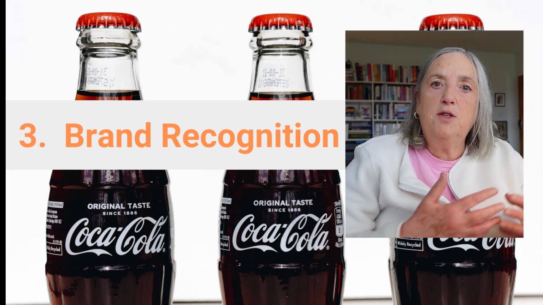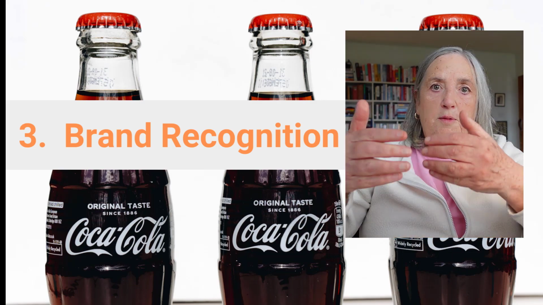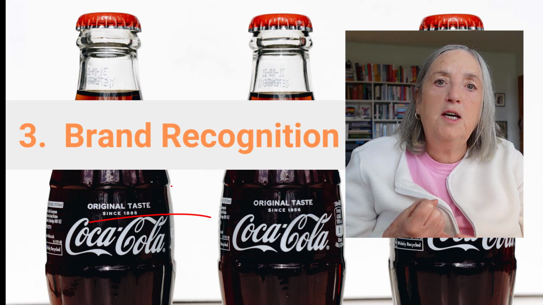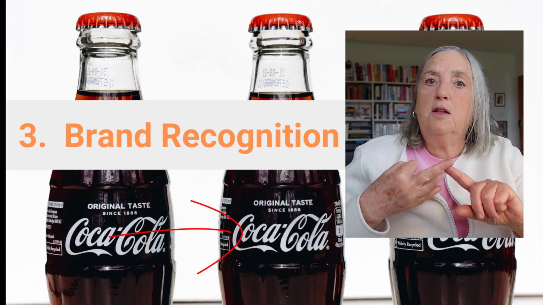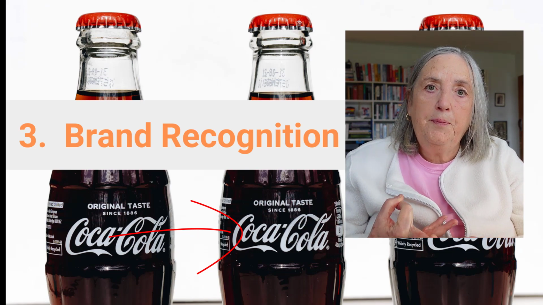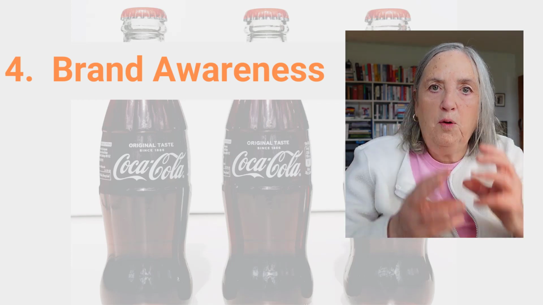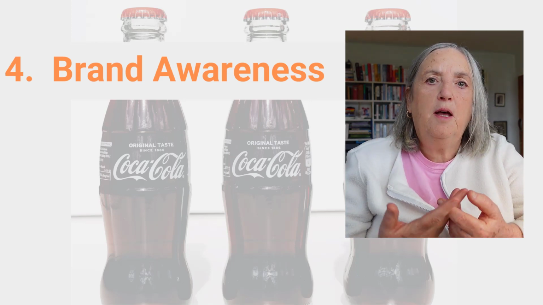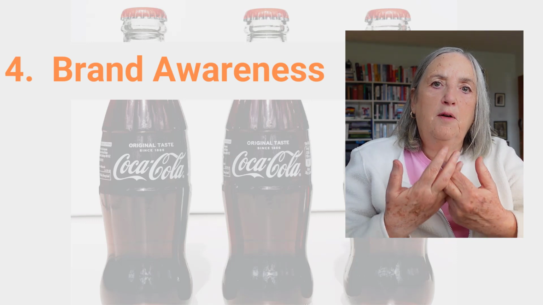So, for example, if we go back to the Coca-Cola example, if I see the Coca-Cola product and the Coca-Cola brand from a distance, then I can recognize that brand. I recognize the shape of the product, I recognize the colors that are used, and I recognize the very distinctive logo that is used by Coca-Cola. So brand recognition often goes hand in hand with brand awareness. Brand recognition is about putting the product in front of people, but brand awareness is really about developing the trust and the loyalty for a brand.